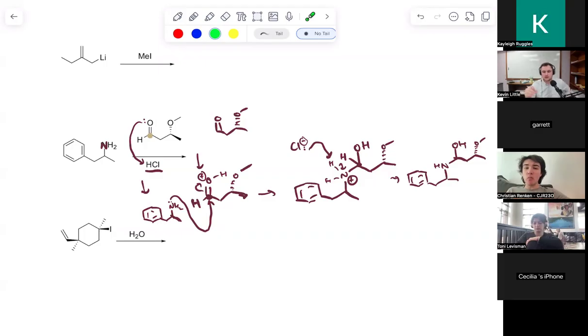What's really important is that your carbons stay the same. A lot of people will drop carbons or drop atoms from time to time. Make sure you're counting your atoms, your carbons.